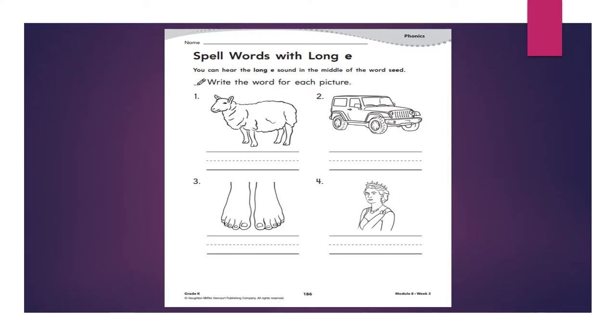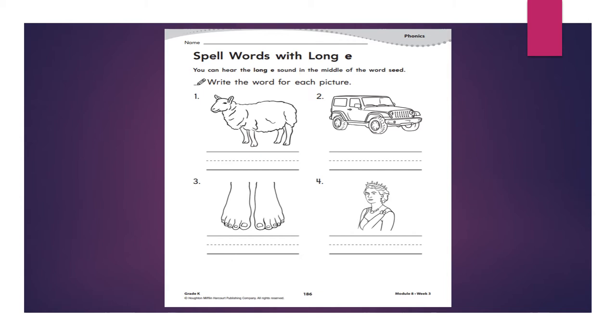All right, so I'm sure you remember that video. I hope it helps you remember when the magic E changes the vowel. On this activity, you're going to be completing it on your own, and it is waiting for you in Seesaw. What you have to do, listen closely. The directions say spell words with long E. You can hear the long E sound in the middle of the word seed. Write the word for each picture.